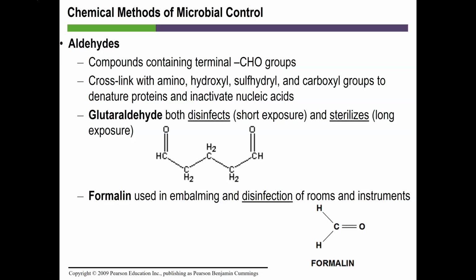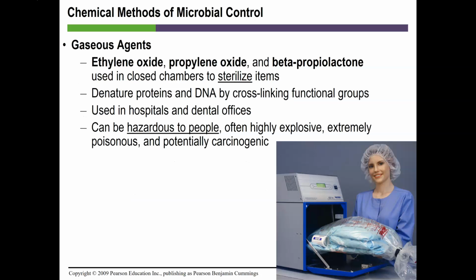This next agent is the only gaseous agent. Ethylene oxide and sometimes propylene oxide, but ethylene oxide more often, is used to sterilize items. This can be effectively used for items that have a lot of nooks and crannies because the gas can penetrate into those spaces. You would not have to worry about heat ruining the structure either. It's a hazardous gas, so it has to be used in very controlled settings.